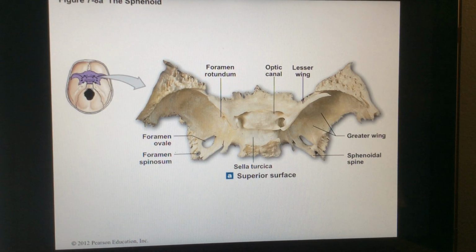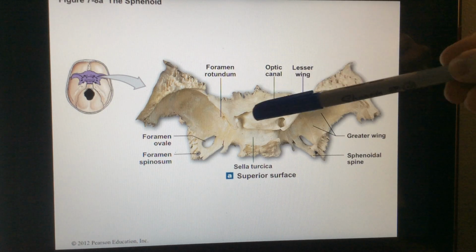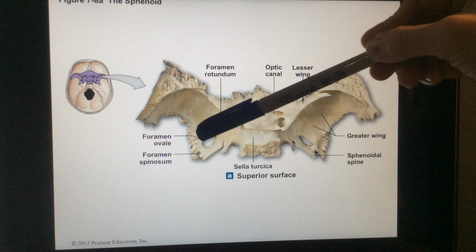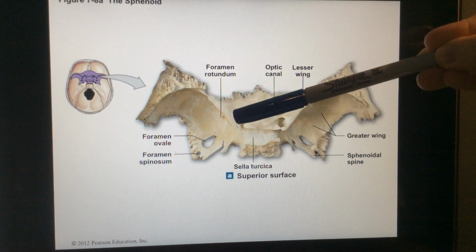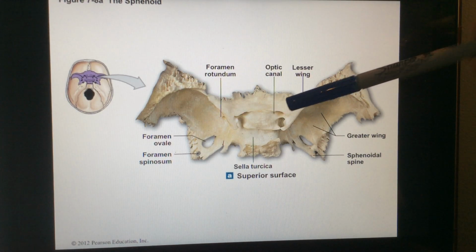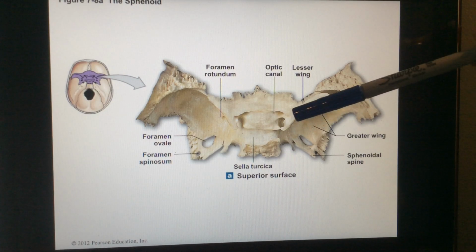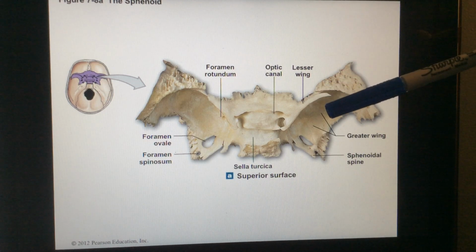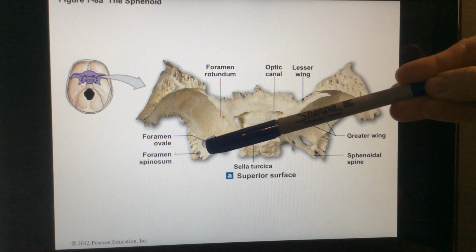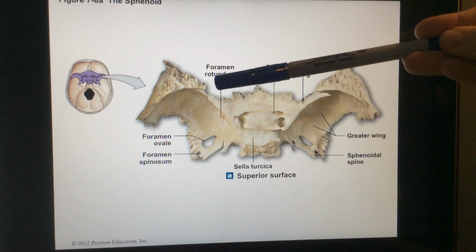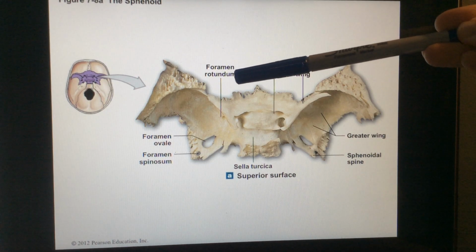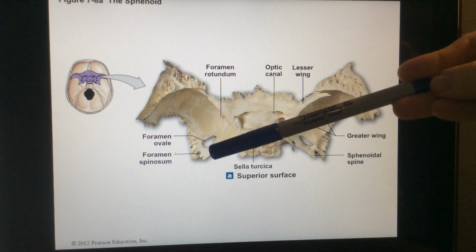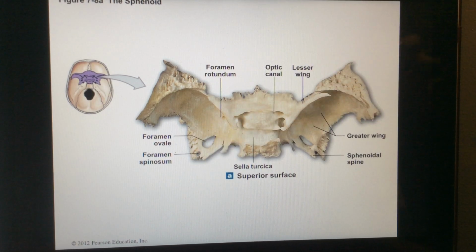So again, a bat-shaped wing: body, lesser wing, greater wings. You can see that on the lesser wings you'll have the optic canal, and beneath it you'll see the superior orbital fissure. So you can see that the lesser wing is kind of hiding it. You'll see the foramen rotundum, foramen ovale, foramen spinosum. So think about ROS, OS-ROS: optic canal, superior orbital fissure, rotundum, ovale, spinosum.